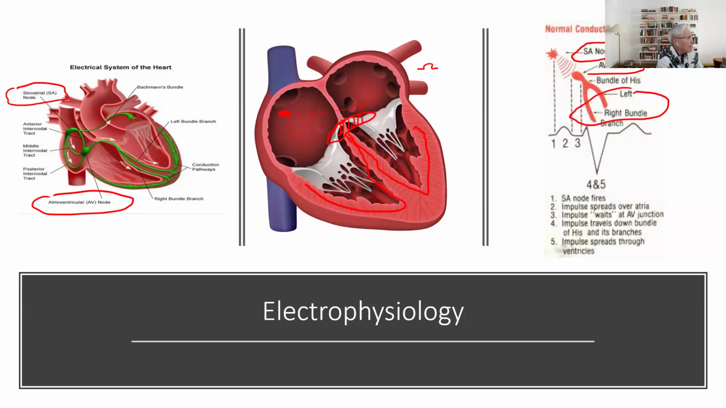These are the areas that are going to depolarize or send the electrical impulse into the right ventricle and also into the left ventricle. And as you can see right over here, there are root-like structures that are going to penetrate the muscle mass. These are what we call the Purkinje fibers.